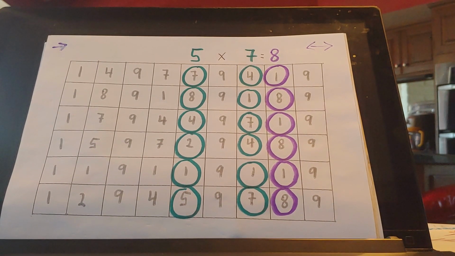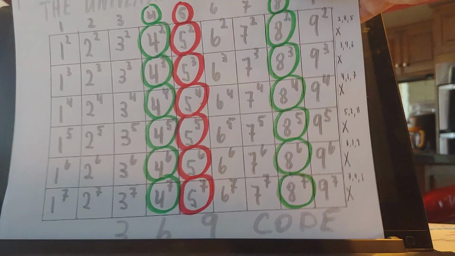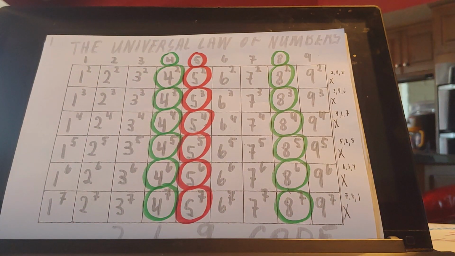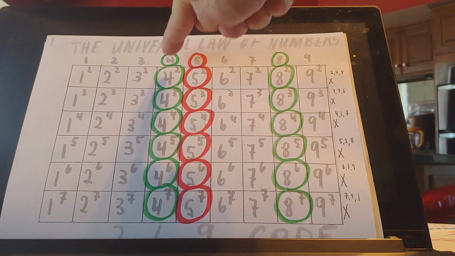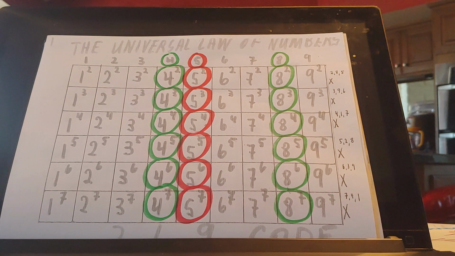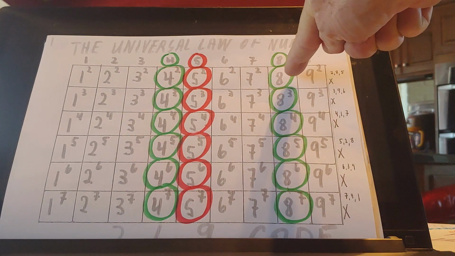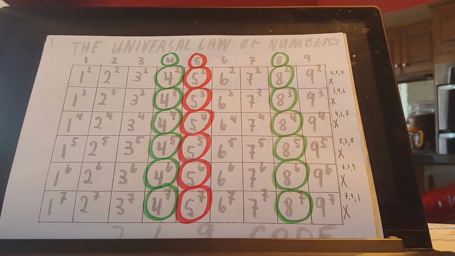Okay, now let's look at these numbers using this format. Well, what do we see? Basically, this is how we can learn how algebra works. 4 times 8 is 32, 3 and 2 is a 5. Okay, 4 squared times 8 squared is 5 squared. Well, it will reduce that way, just like it does with the 369 code.